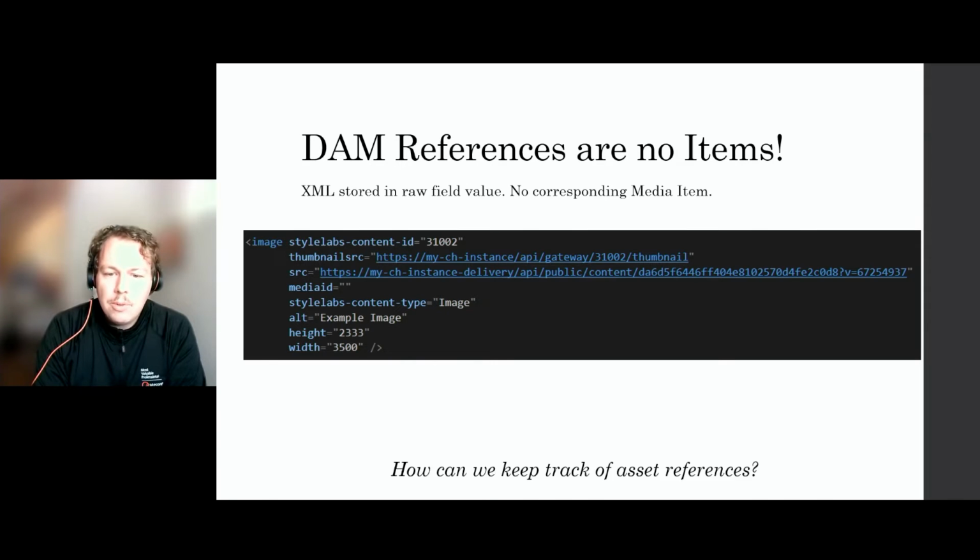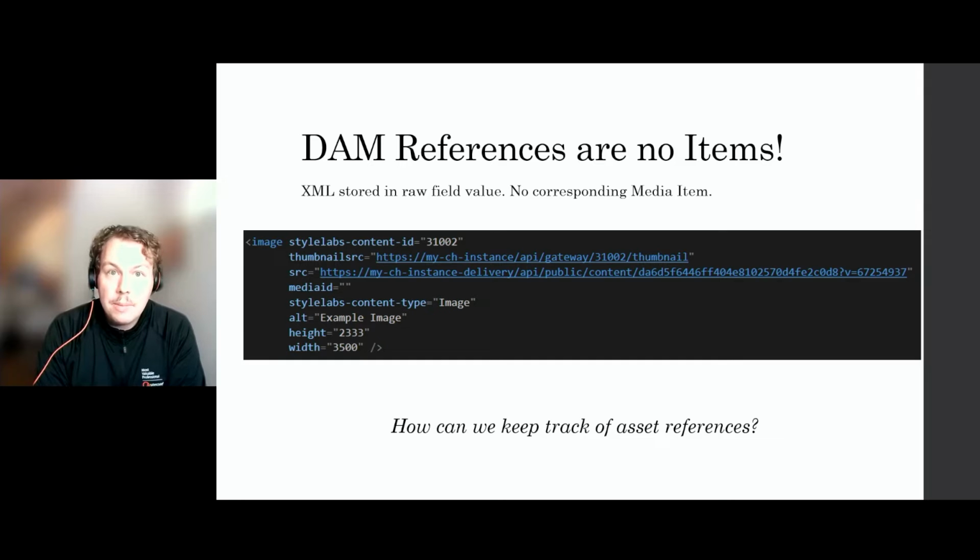So how can we keep track of these references? We don't have a link database. How can I know which of my items reference a specific DAM asset? So what we can do is store these assets in an index field.